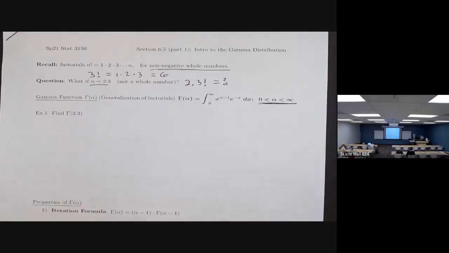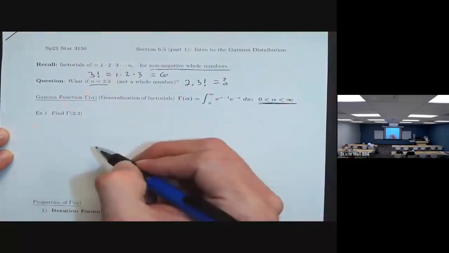So bear with me. We're actually going to work out one of these problems, but we're only going to have to do it once. We're going to do a little bit of work, and then we arrive at an easy result, and then we get to use the result after that. So let's take a look. Let's try gamma of 2.3.